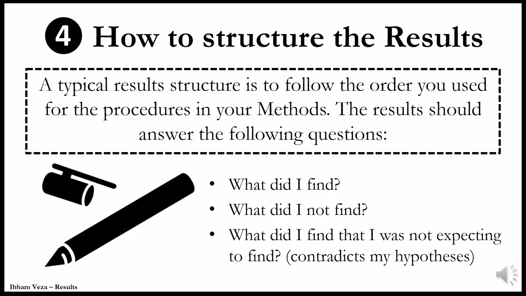What did I not find? Highlight any expected outcomes that didn't occur. What unexpected findings emerged? Mention results that contradict your hypothesis or were surprising. This structure ensures your results are organized, transparent, and honest.